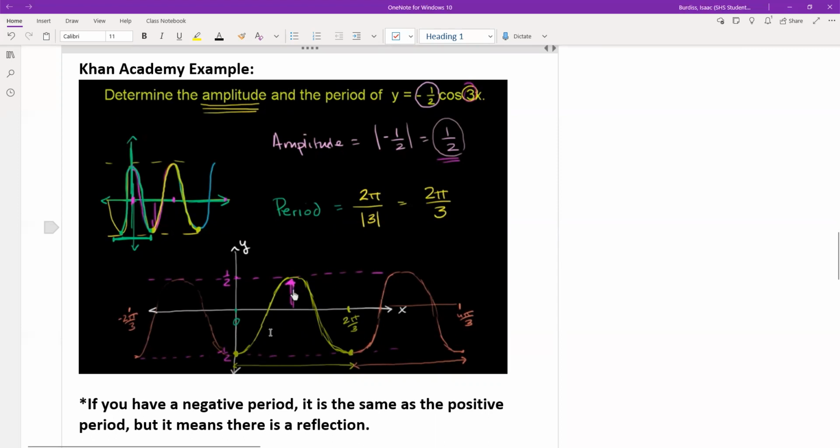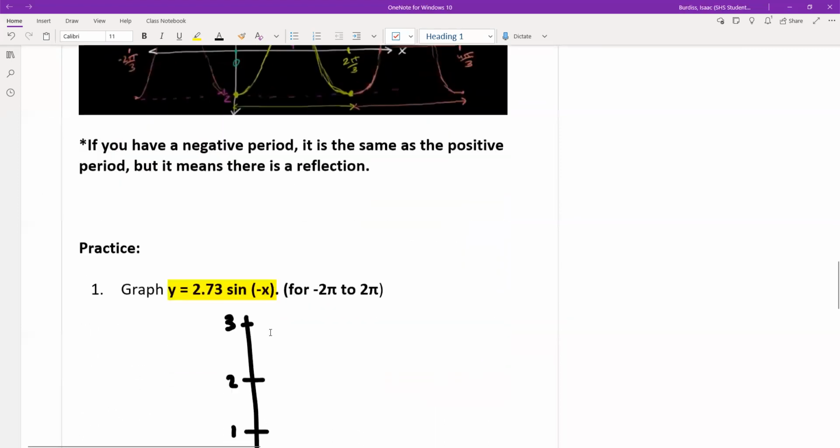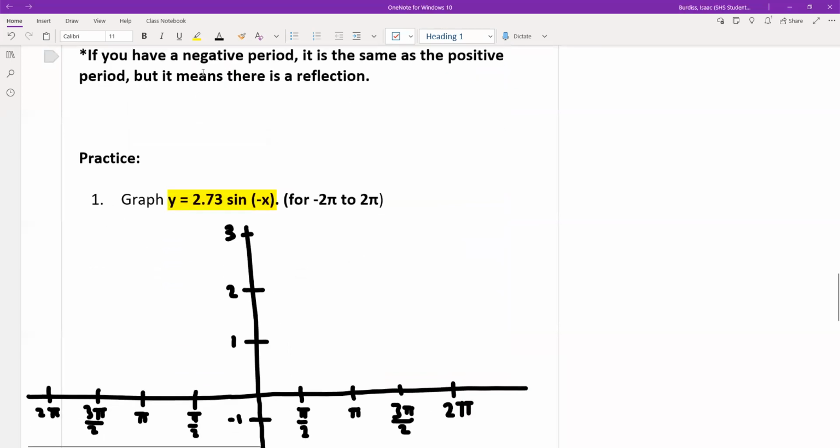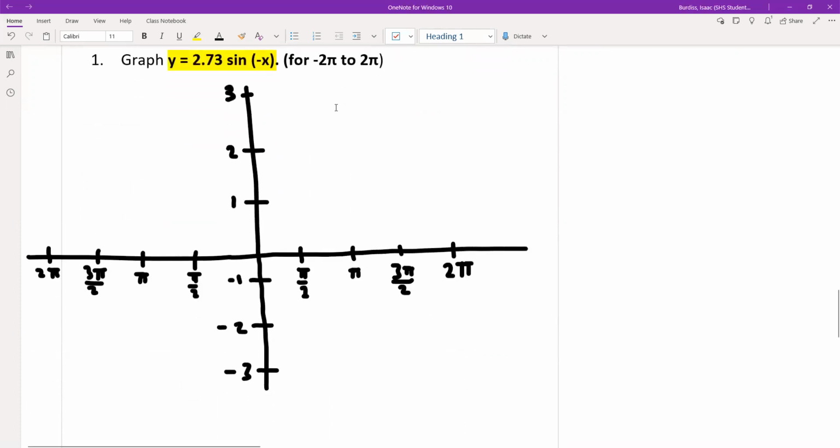And you can see how that would graph, but we're going to graph some in a minute. If you have a negative, this is the same thing for amplitude. If you have a negative period or amplitude, it still will be positive. I don't know how to explain it, but it will still be positive, and there will be a reflection.